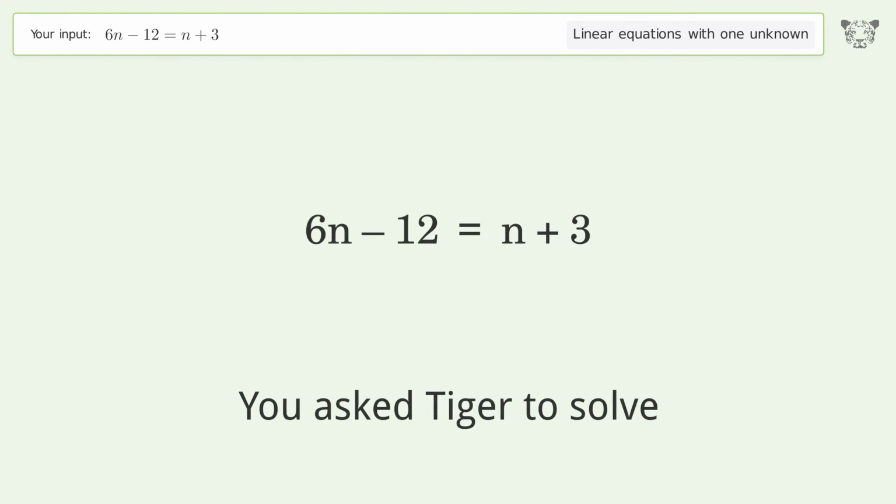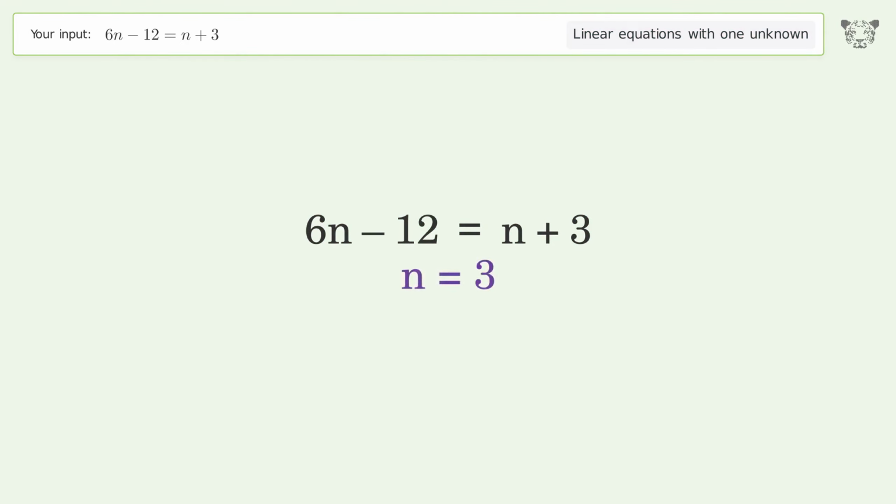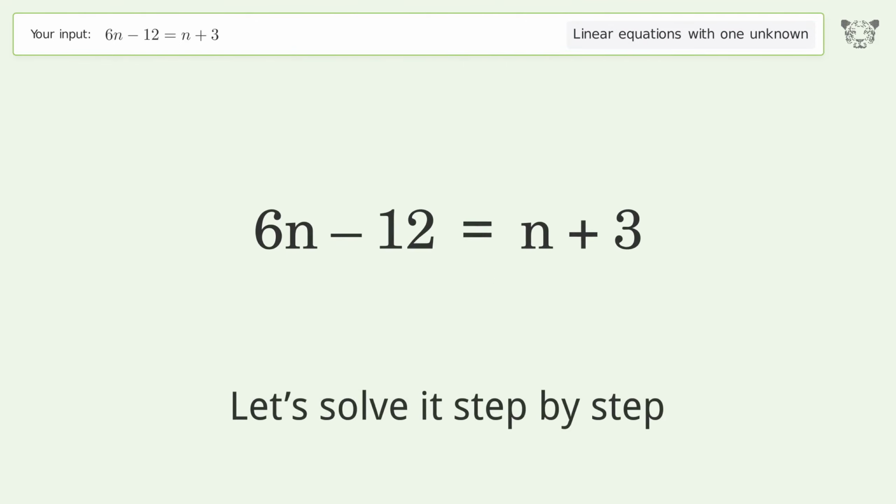You ask Tiger to solve this. This deals with linear equations with one unknown. The final result is n=3. Let's solve it step by step.